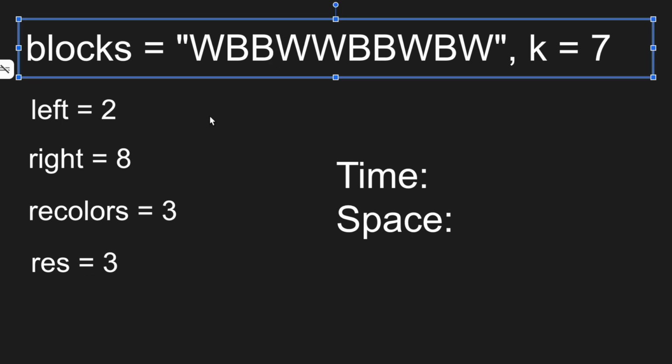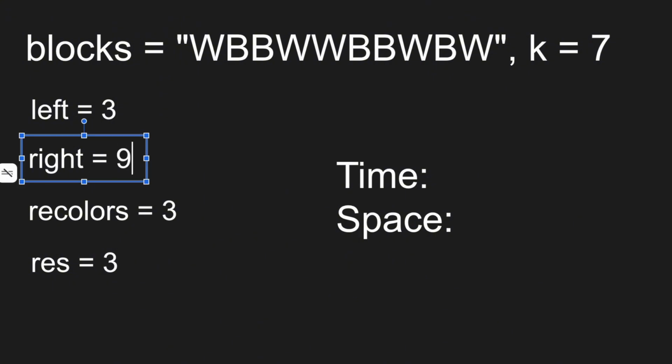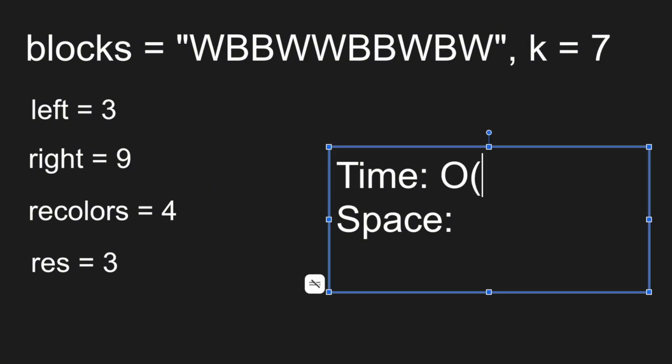Now we move over to where the left is 3 and the right is 9. The right pointer will come across another W, so we need to increment the number of recolors. But the minimum number of recolors is still 3, so we return 3. So the time complexity would be O of n, where n is the number of characters in the blocks string, because that's the number of characters that we will iterate through. And the space complexity would be O of 1, because we're not using any extra space.